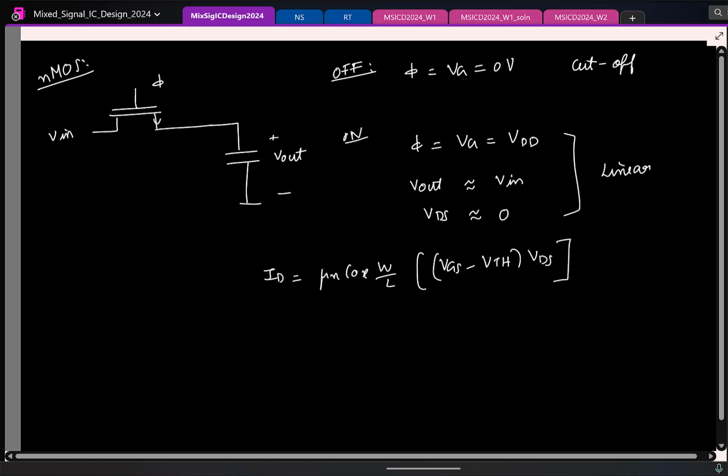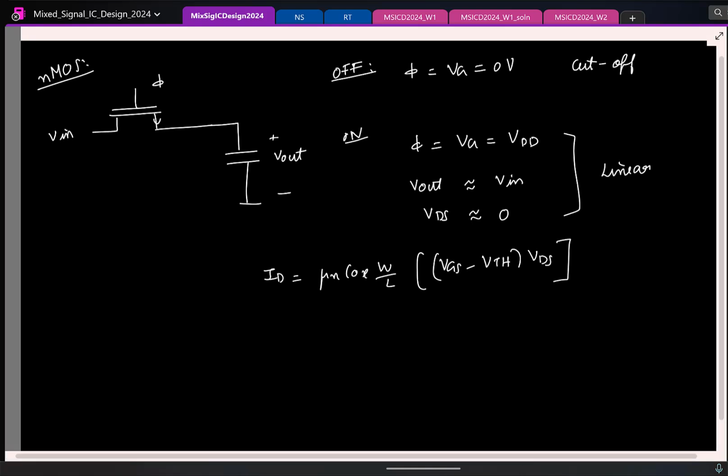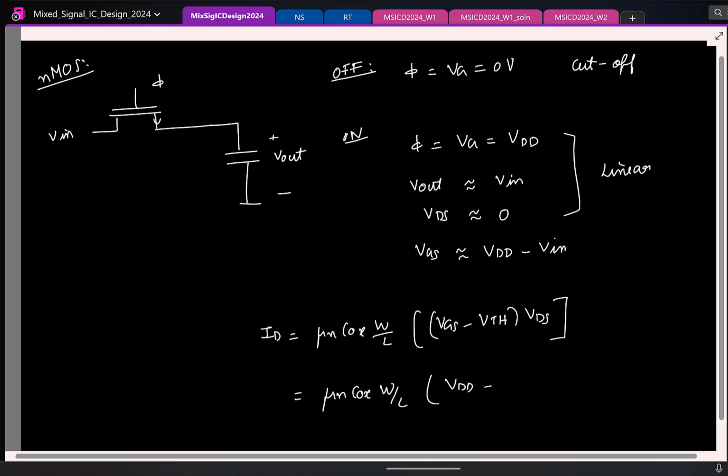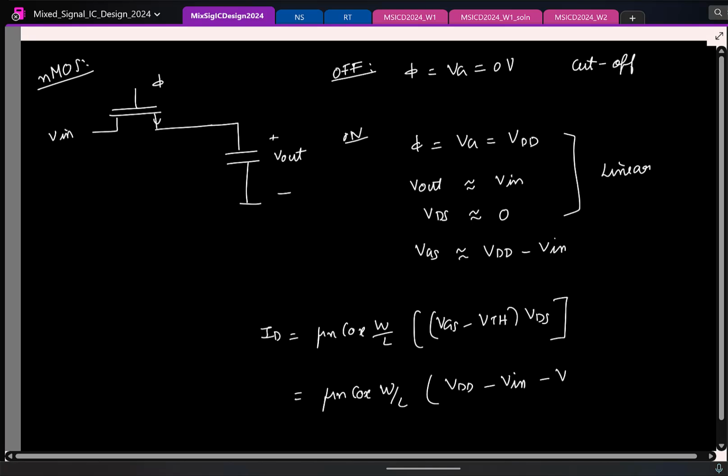Okay. So when the switch is on, what can you say about VGS? Can you tell me what is VGS when the switch is on? Approximately? Yeah, but the value exactly is greater than VDD. VDD is gate. What is source? Fine. So let's put it here. This will be nMOS W by L, VDD minus Vin minus VTH times VDS.